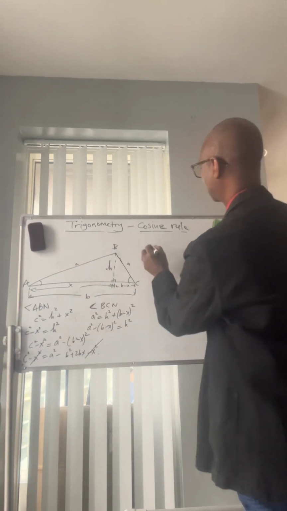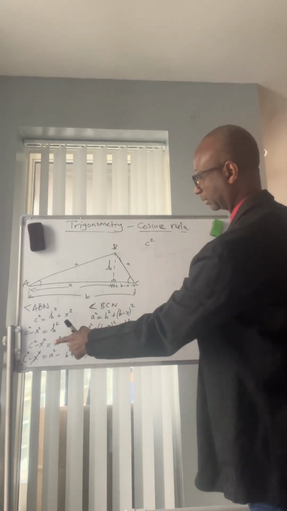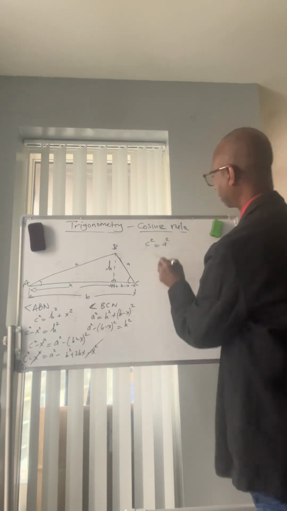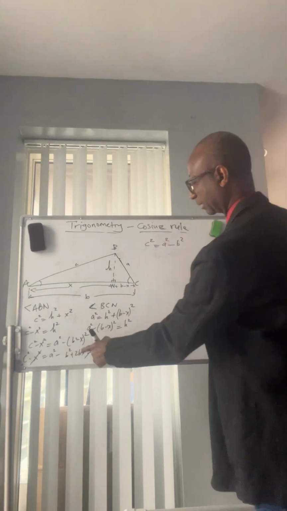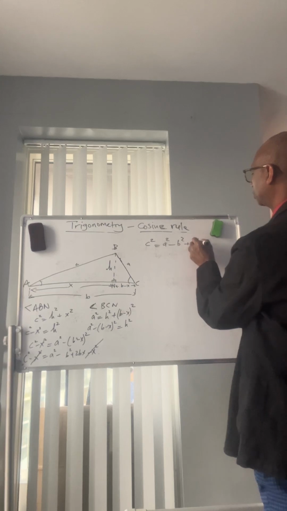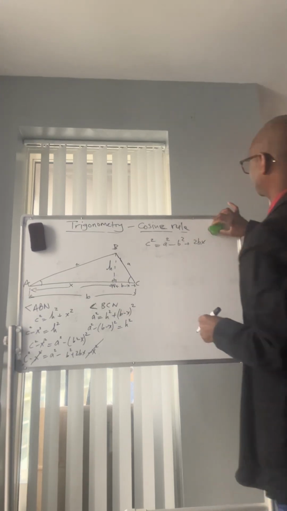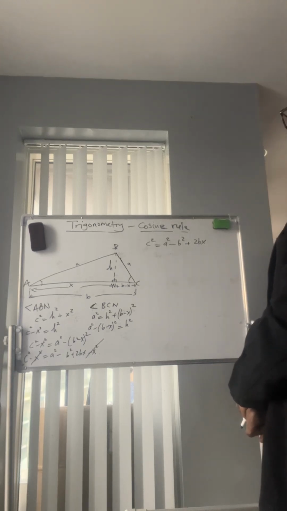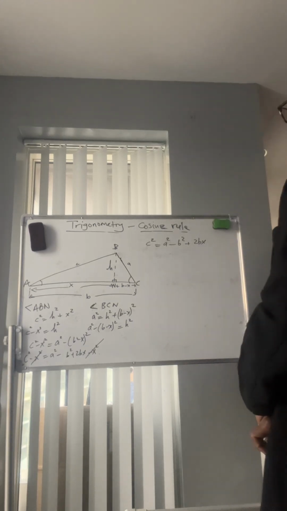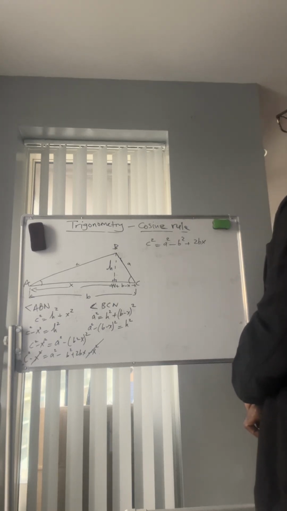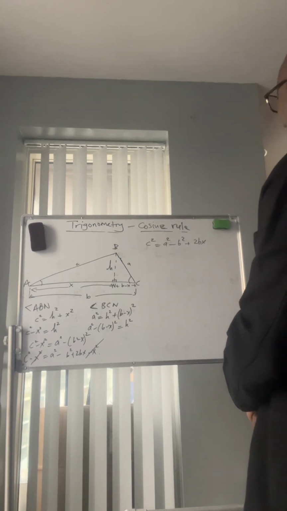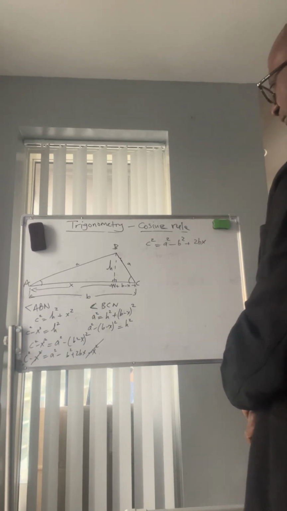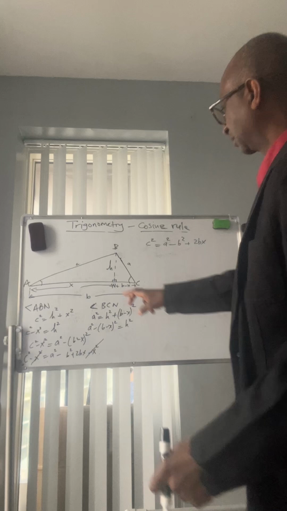So we now have c squared equals a squared minus b squared plus 2bx. But what is x? We don't know what x is. Why do we have minus c squared?